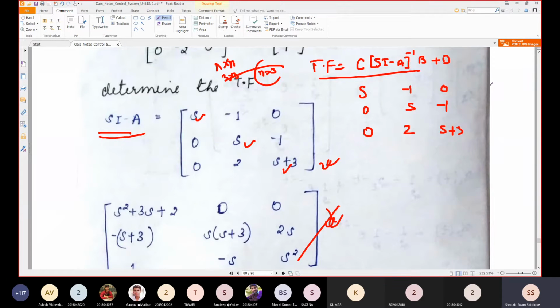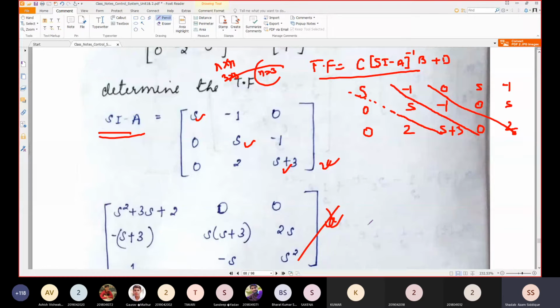I'm taking this for you, please check whether our shortcut method is validated or not. So 0, and again minus 1, s, and 2. First of all, I'll take the determinant. So the determinant will be this one multiplied with this one and this one, and of course 0 will be there.